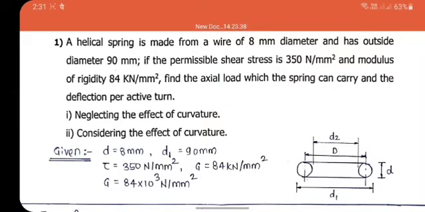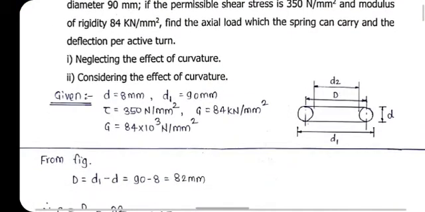So how to calculate the mean diameter? If you refer to the figure, d1 is our outside diameter and d2 is the inside diameter. So the mean diameter will be d1 minus this radius and this radius. The two sides' radius means this distance and this distance. This distance is nothing but the radius of the wire, and 2 times the radius is again the diameter. So you can say that capital D is equal to d1 minus d, which is equal to 82 mm.